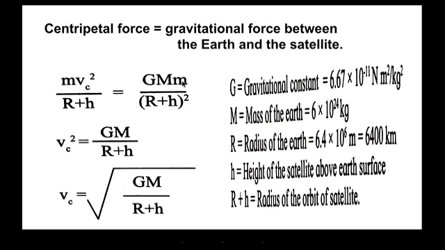Small m will get cancelled, and one (r plus h) will get cancelled from (r plus h) and (r plus h) square. So we have Vc square is equal to GM upon (r plus h). Taking the square root, we have Vc is equal to the square root of GM upon (r plus h).